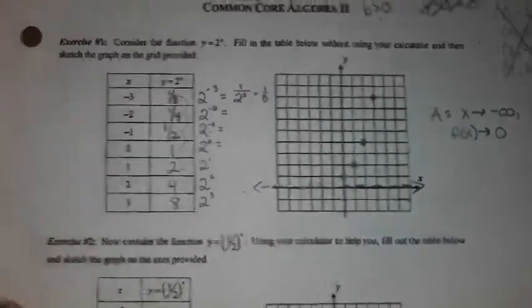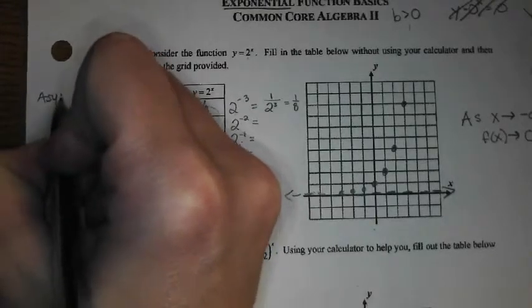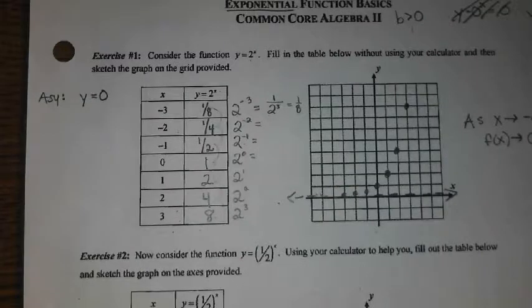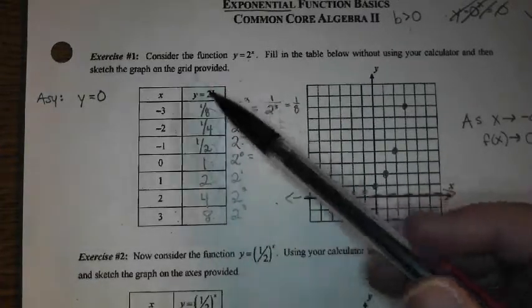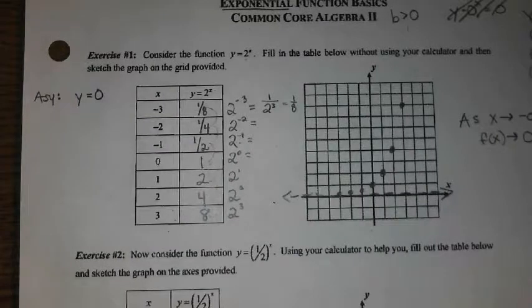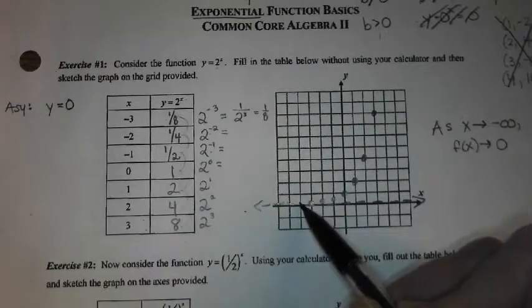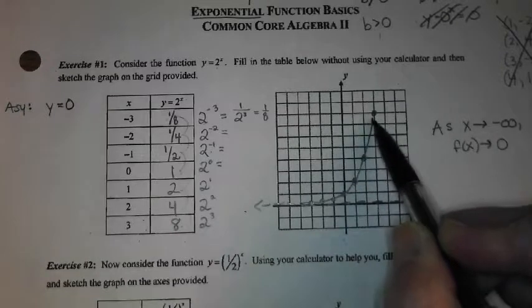So every parent graph has key features. Your asymptote here is y equals 0. That's the equation for the x-axis. Because our y-coordinate is approaching 0 as we get smaller and smaller, but we'll never actually reach 0. Good? Okay. Now the exponential growth piece comes from the fact that this is doubling.